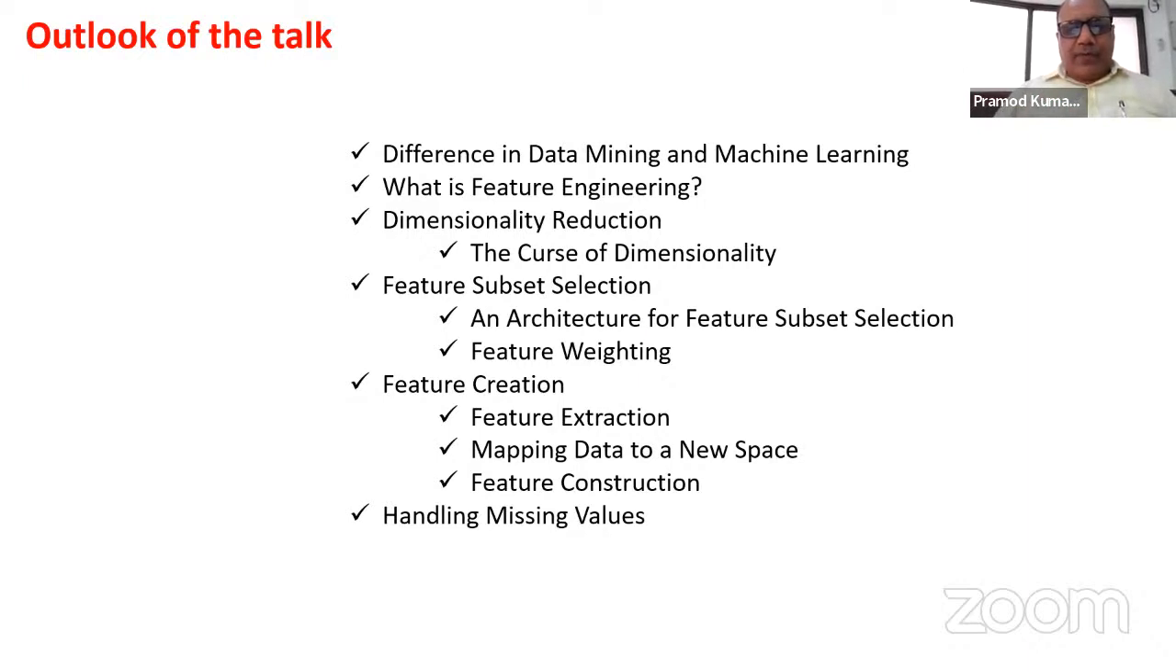So definitely you may be thinking why it is so, but because we are talking of feature engineering, and feature engineering is very much related to data mining and machine learning. And I have seen that usually people are confused between data mining and machine learning. So I thought let us start with data mining and machine learning. Then I will discuss what is feature engineering. And then I will discuss dimensionality reduction, feature subset selection, feature creation, and the handling of the missing values also. Some 2-3 slides are there only for the handling of the missing values.